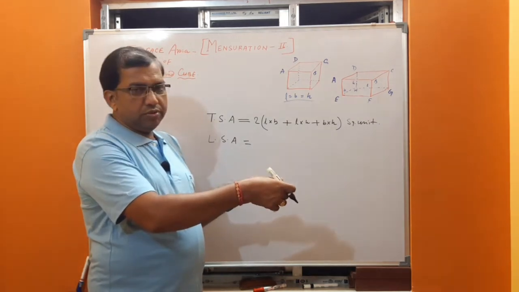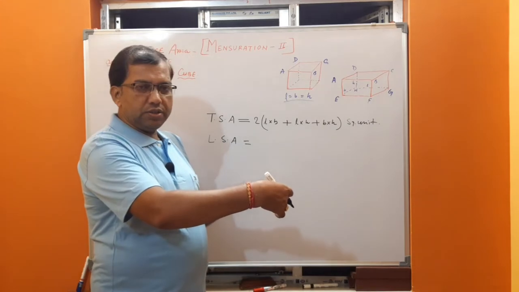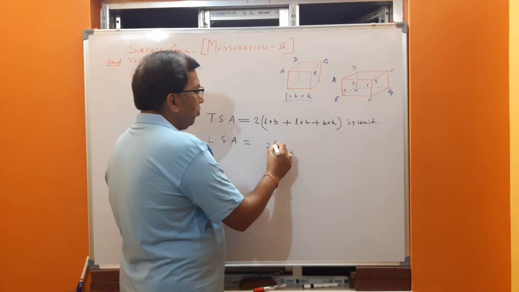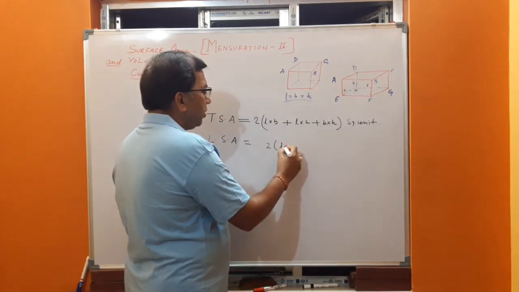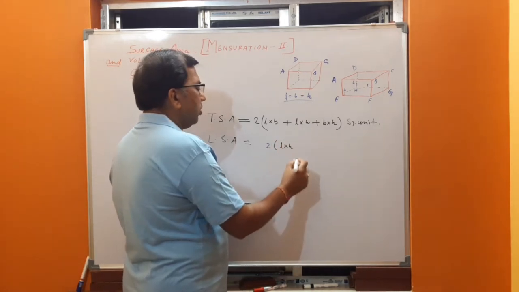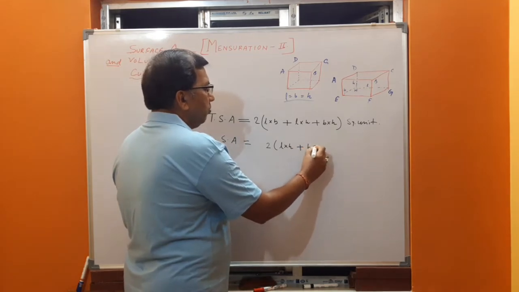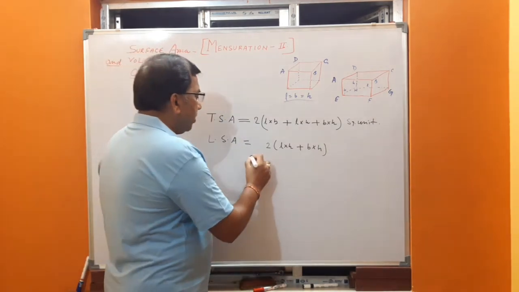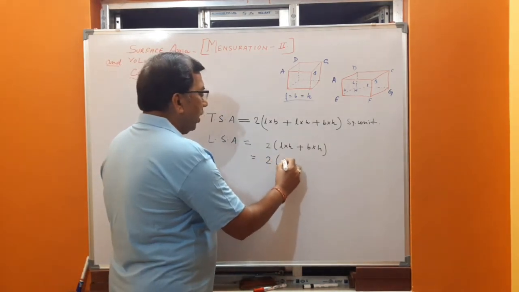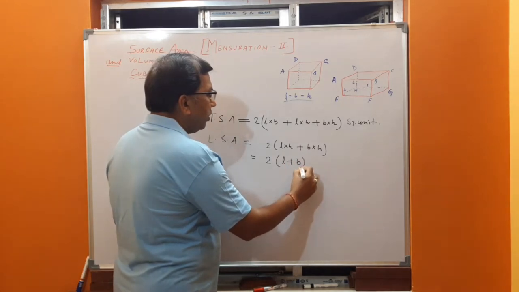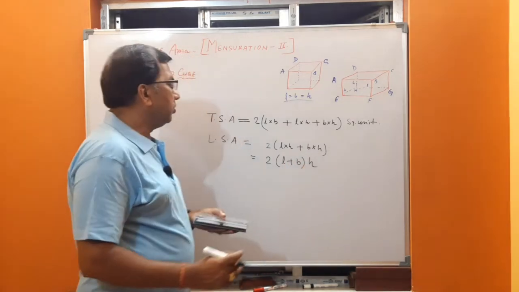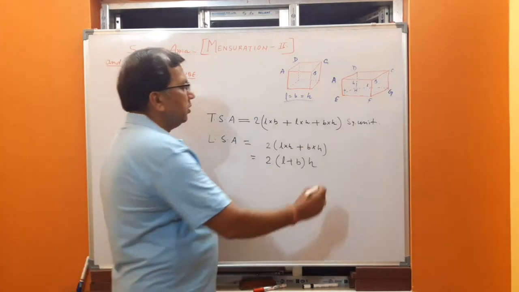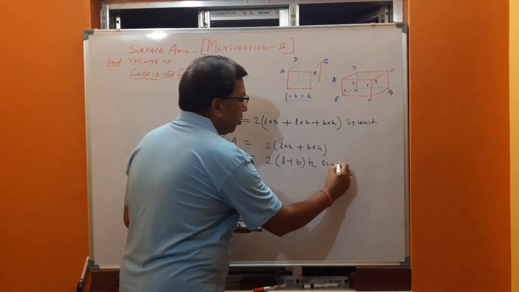That is length into height, breadth into height, so 2 into length into height plus breadth into height. That means 2 into (length plus breadth) into height. H is common, so 2 into (length plus breadth) into height. It is in square unit.